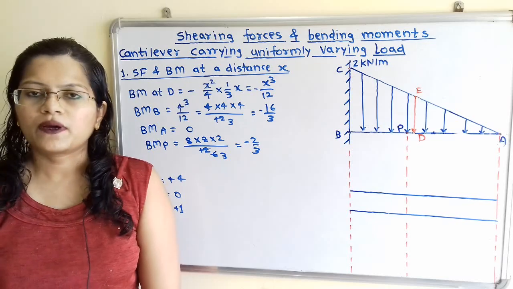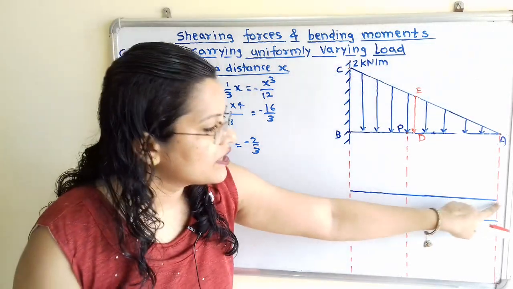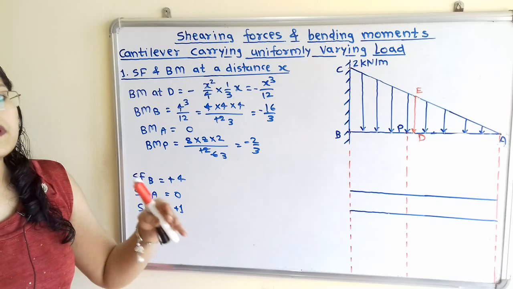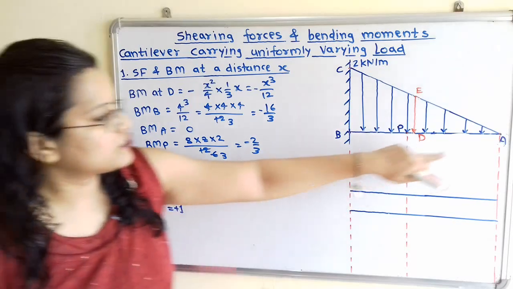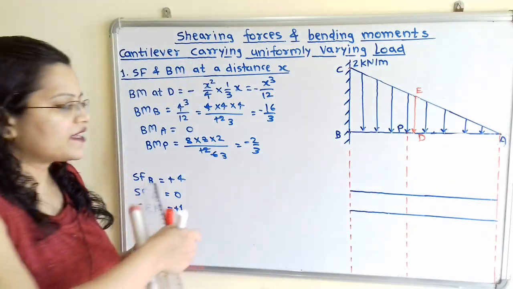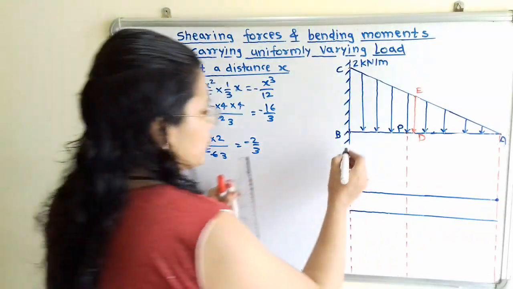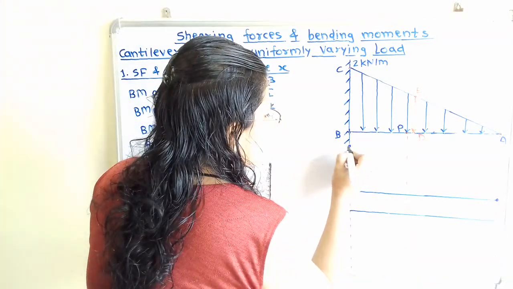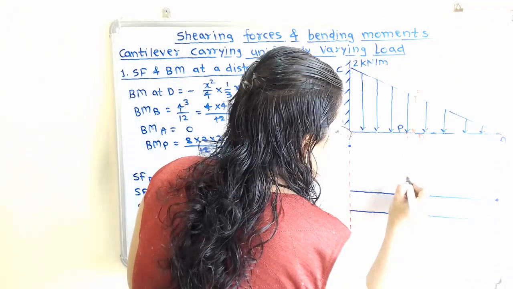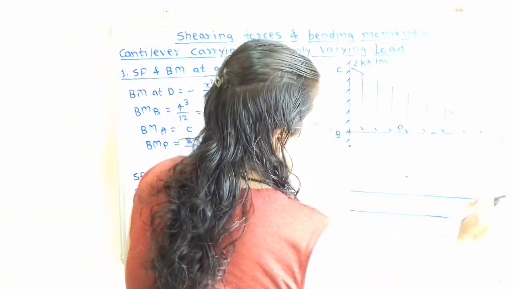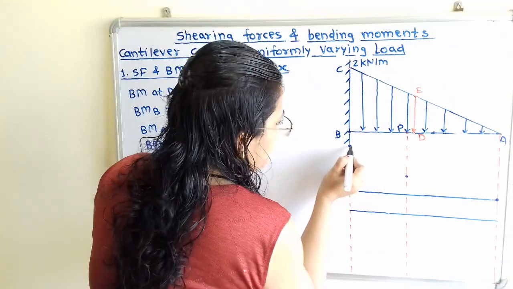Now we will first plot the values. To draw the shear force diagram, we show the baseline. Then the positive values we plot in the upward direction. First SF at A. At A it is 0, so we mark one point here. Then SF at B, it is plus 4, so we mark one point at B. And SF at P, it is plus 1, so here we mark one point. Now we have to join this with a parabolic curve because it will follow the parabolic curve.